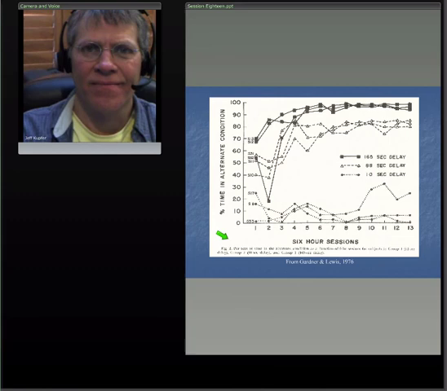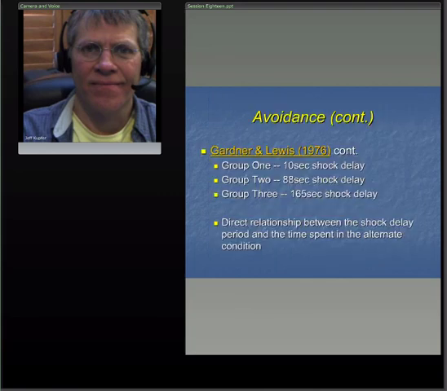In other words, wouldn't it be a clever idea if Gardner and Lewis came up with an experiment to really blow shock frequency reduction out of the water? Which is what they did do. They ran the second experiment, and again, right here, this tells you there's a direct relationship between shock delay and the amount of time spent in the alternate condition. The greater the shock delay, the more time spent in the alternate condition.